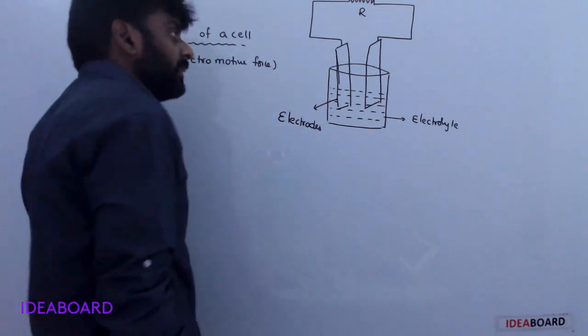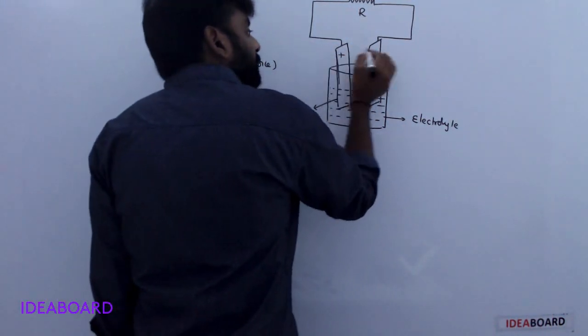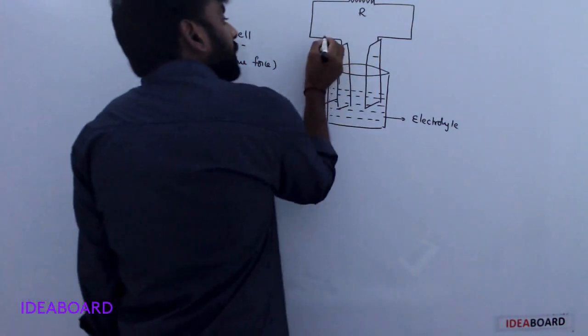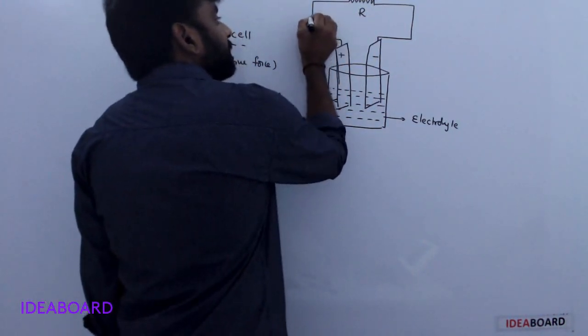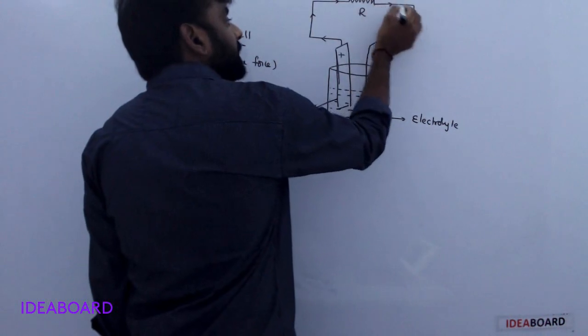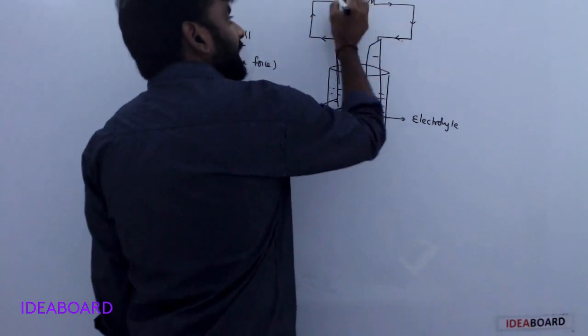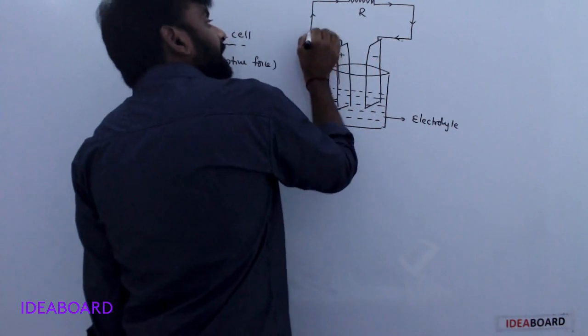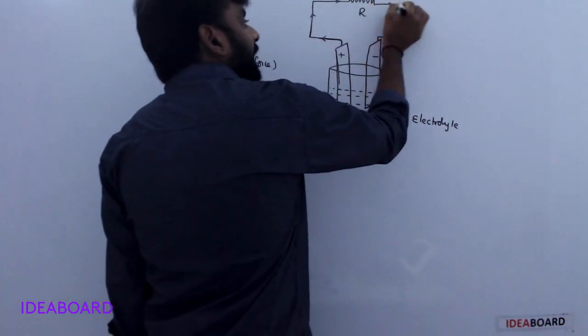Now this one is the positive plate, this one is the negative plate. Now here, positive charge, in the external circuit, travels from the positive plate to the negative plate.